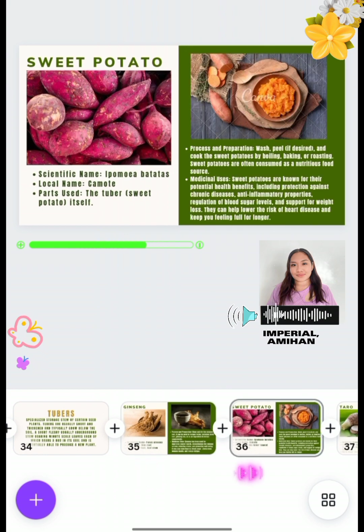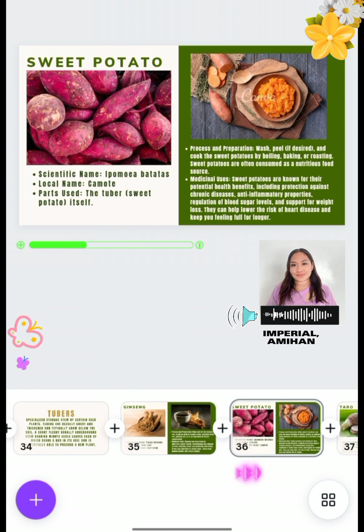Second example is sweet potato. Scientific name is Ipomoea batatas. Part used: the tuber itself. Process and preparation: peel and cook the sweet potatoes by boiling, baking, or roasting. Sweet potatoes are often consumed as a nutritious food source.